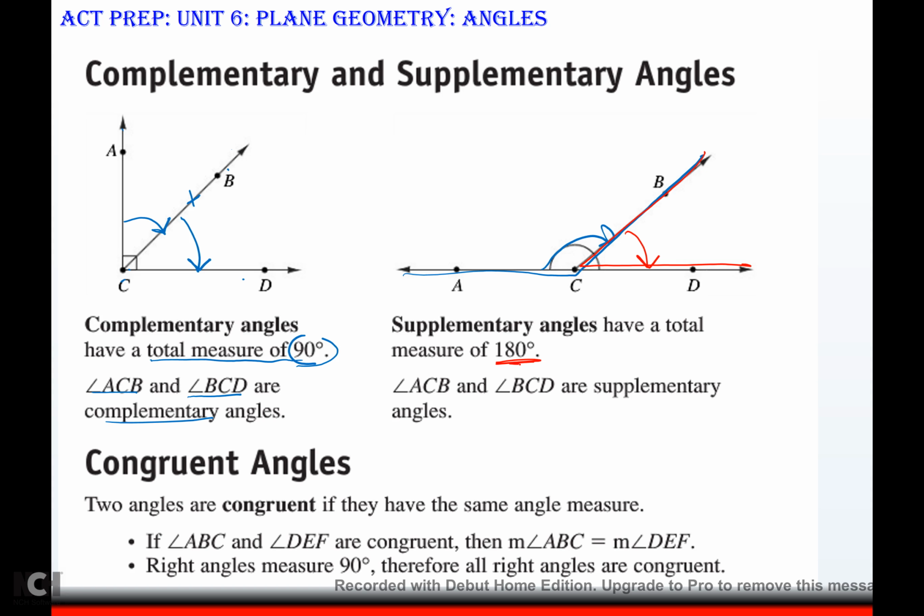Congruent angles are angles that have the exact same angle measure. So when anything is equal, we can also use this fancy word called congruent. If angle ABC and angle DEF are congruent, then the measure of angle ABC has to equal the measure of angle DEF. Right angles measure 90 degrees, therefore all right angles are considered congruent, obviously.